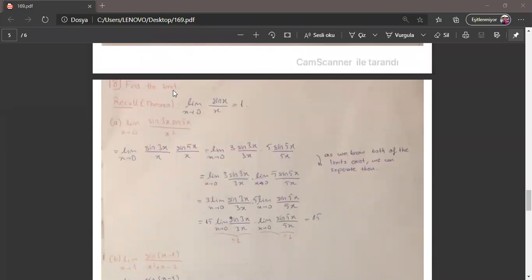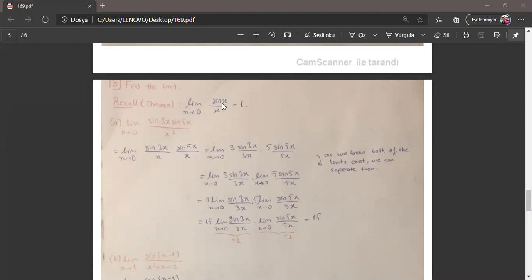Now we'll again find the limits, but recall this theorem. It says if you have some function in this form, and if x is approaching 0, then this limit will be equal to 1. Here in part A, we have this function, sin 3x sin 5x over x squared, and x is approaching 0, as you see. So what do we do? We have sin 3x over x, sin 5x over x. We had the same, right? We had x squared. We separated it, okay?